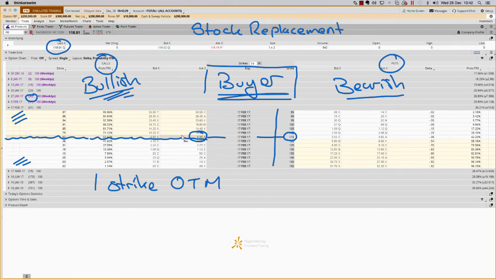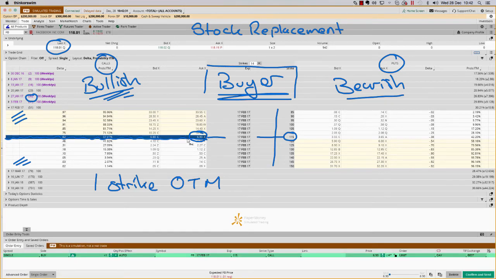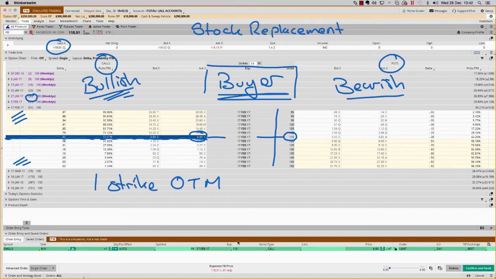And very simply, all I can do is just click on that and it will populate an order down at the bottom for me. Pretty neat, and that's it. So the bullish replacement strategy is to buy one strike out the money on the call side. And obviously if you're bearish, you're still a buyer and it would be to buy one strike out the money on the put side, meaning that you benefit if the stock goes down.